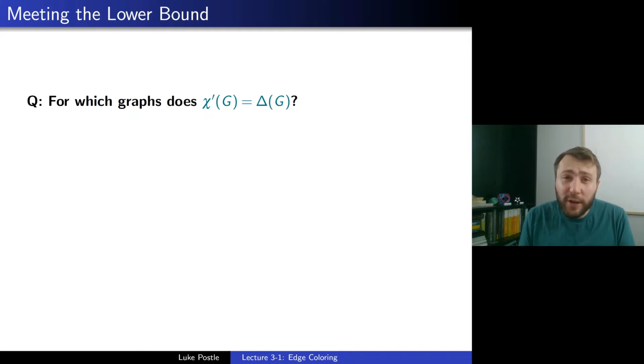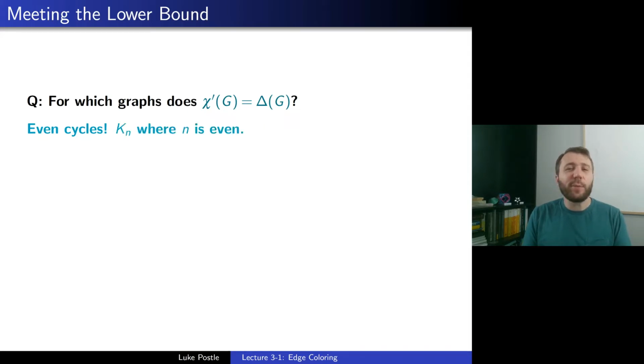And then here are some questions. Can we meet this lower bound? So for which graphs does chi prime of G equal delta of G? Well, maybe pause and think for a moment. So maybe you know some of this. I'm not going to do all of them, just a couple of them. So one easy one is even cycles, right? Because the line graph of an even cycle is itself. It's the same even cycle, and those have chi 2, so they have chi prime 2. So you can two-edge color even cycles.